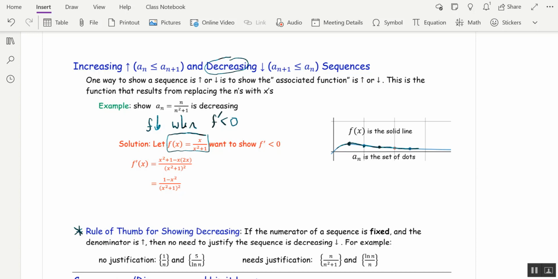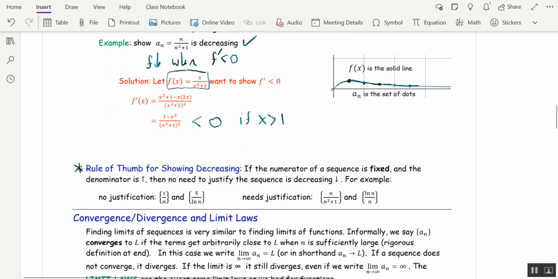I've already started us out. To take the derivative, I had to use the quotient rule, and then I simplified. You can check my math there. And then certainly this is going to be negative. The denominator is always positive. The numerator will be negative as soon as x is bigger than 1. Well, that's fine. Our sequence will start with n equals 1 and then 2, 3, 4. And so that certainly shows that this sequence is decreasing. So we did it. All right.